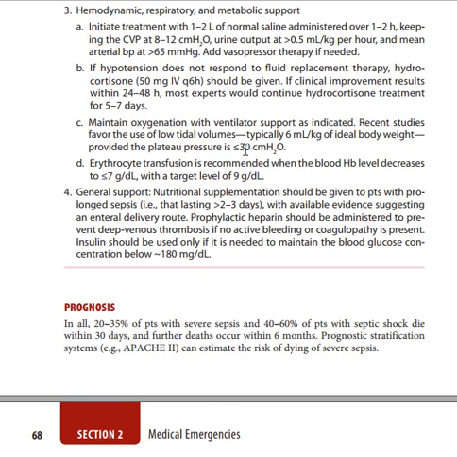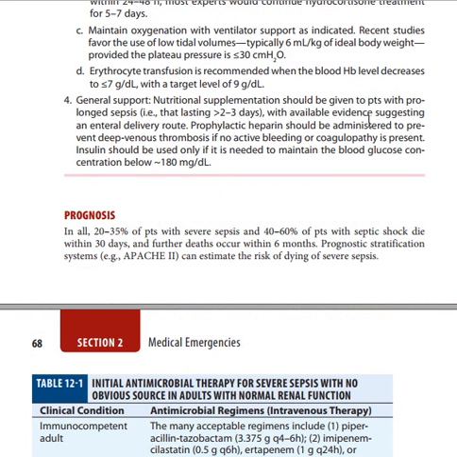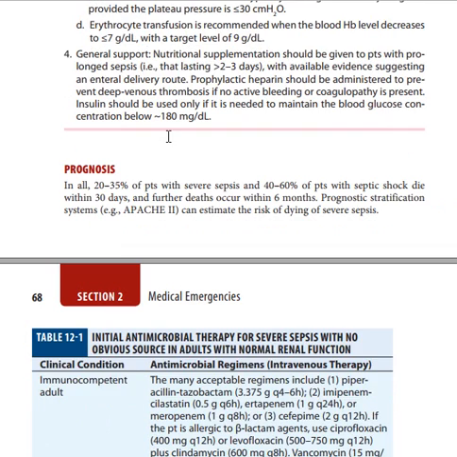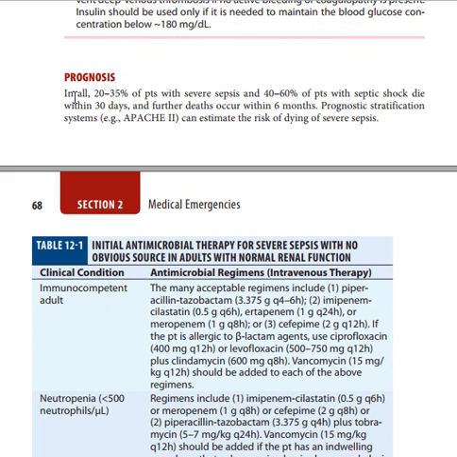Now, as general support, nutritional supplementation should be given to patients with prolonged sepsis lasting 2 to 3 days, with available evidence suggesting the delivery route. Now, prognosis: you need to know that 20 to 35% of patients with severe sepsis and 40 to 60% of septic shock die within 30 days. So it's a very poor prognosis. Severe sepsis means there's already one organ damage, with further deaths within 6 months.